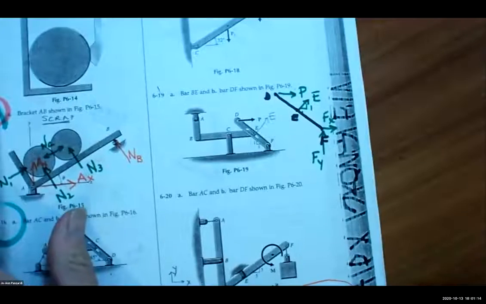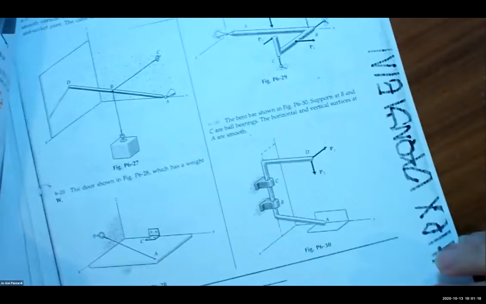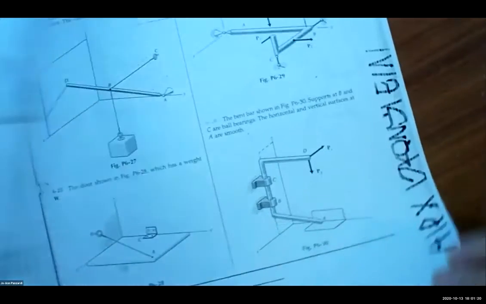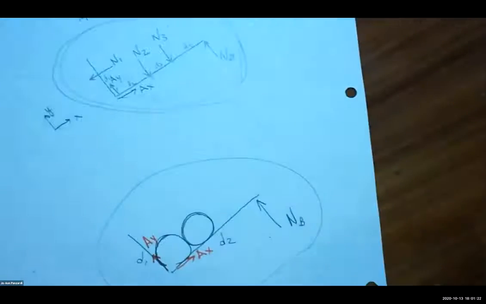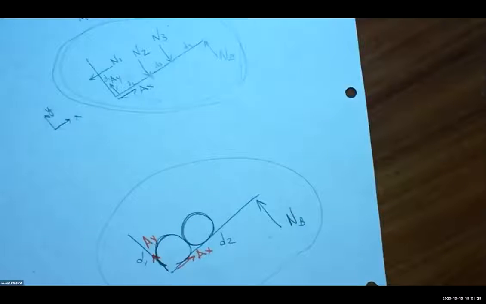I think we should stop here. So what you're going to be doing is you're going to be on engineering paper. You're going to draw a free body diagram of every single one of these. So you're going to get a lot of practice. Okay, and be sure to put axes and distances on them. Okay, I'm going to come back to you now.